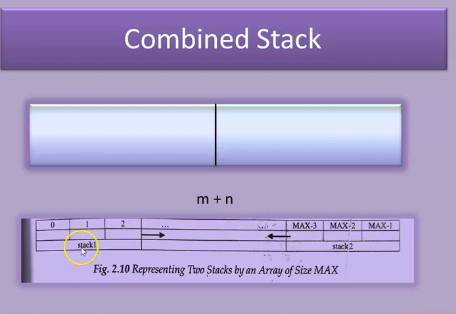So stack 1 or stack A increases from left to right. When we go on pushing elements, the first element will be coming at index 0, the next element at index 1, next index 2, likewise. The stack will be expanding from left to right, stack 1, whereas stack 2 expands right to left. So its base index will be max minus 1. When we push in one more element, it will be pushed in max minus 2. The next element in max minus 3.